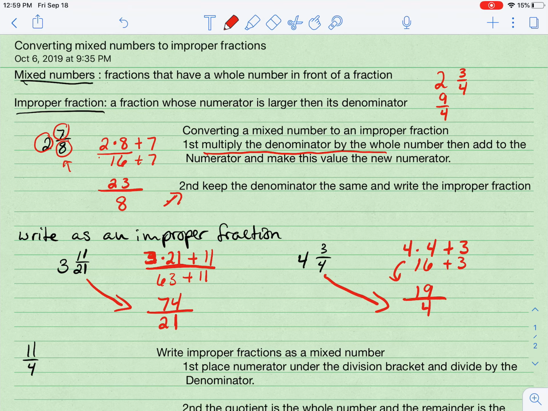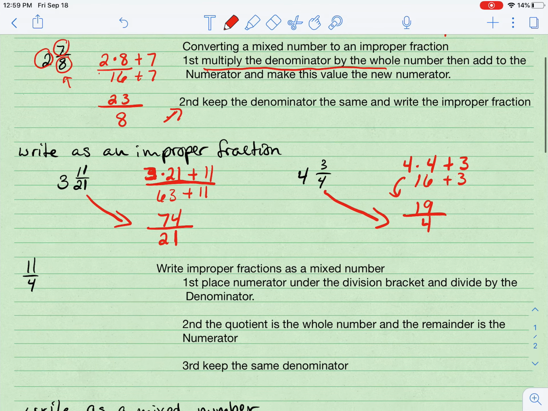Okay, so those are the steps for rewriting mixed numbers as improper fractions. Just follow the steps. Make sure you multiply the denominator by the whole number and then add the numerator. That gives you your new numerator. Then the denominator stays the same.